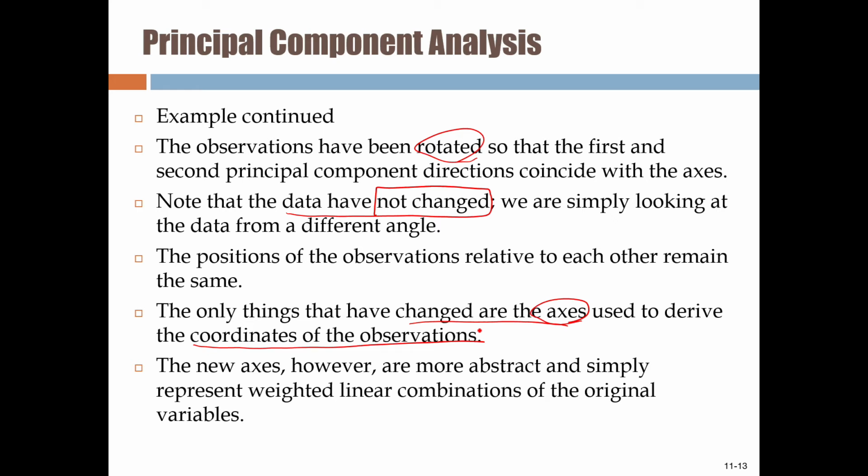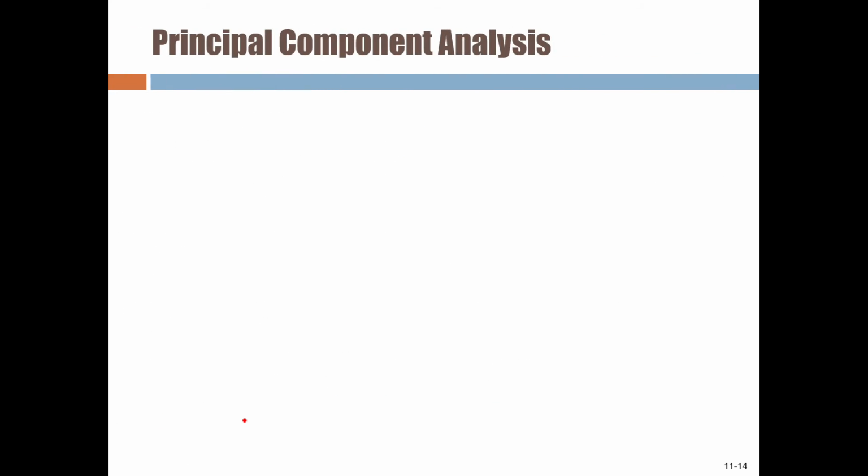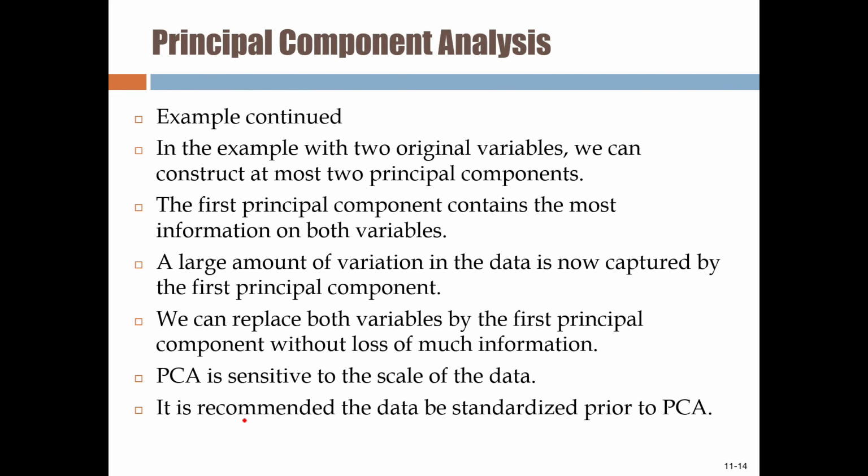Okay. So the new axis is a more abstract and weighted linear combination of the original variables. I'm not talking about how we find the principal component analysis; conceptually, I want you to understand what the principal component is. So we can replace both variables by the first principal component without loss of much information.